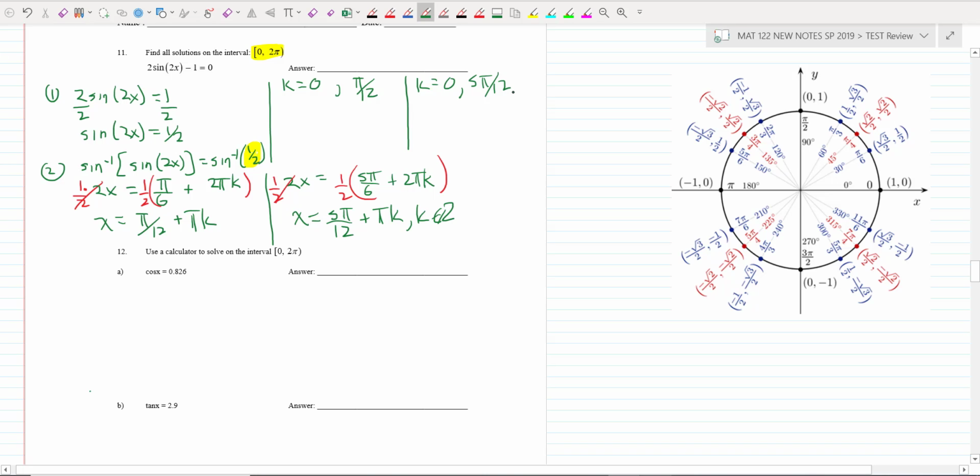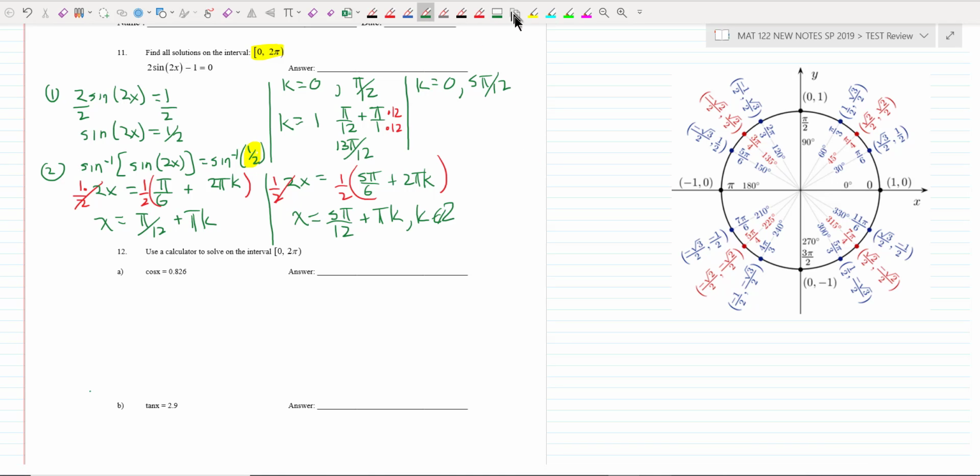Now, all you're really doing is just adding the period. If k is equal to 1, then what you'll end up having here is pi over 12 plus pi, because if k is 1, you're just adding pi. And that's all you're going to do: just keep adding pi to the answers over and over again. So if I get a common denominator, that would be pi plus 12 pi, which would be 13 pi over 12.